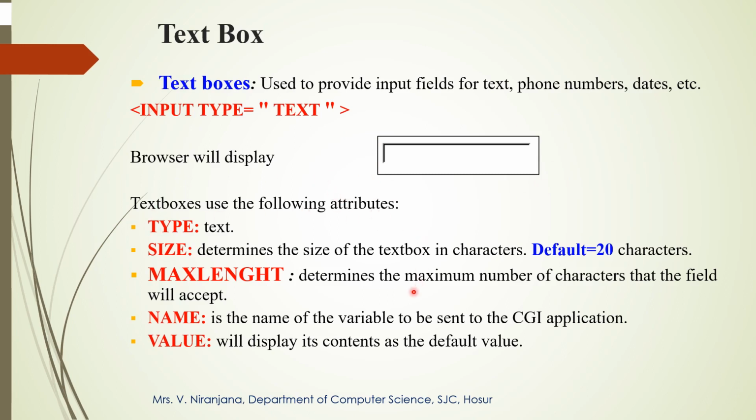Now the text box uses the following attributes. One is the type. The type of this input is text. The next is size. It determines the size of the text box in characters. For example, if you want to type only 10 characters, you can give it as 10, sometimes 20 or 15, depending upon what you are going to type in. Then maxlength. This determines the maximum number of characters that the text box will accept. If you give maxlength as 5, the text box will accept only 5 characters. Then name determines the name of the text box, and value determines the value which will be displayed in the text box when you type in.